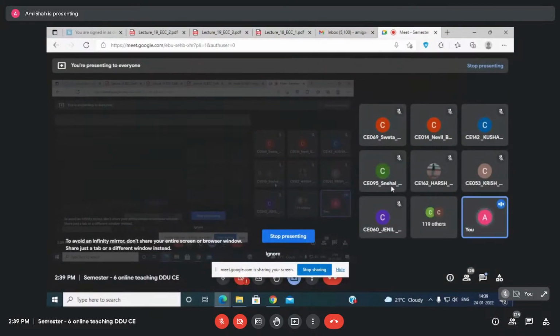Is there any doubt for point generation? Because in your lab session, the same thing you have to implement. That's why I have repeated this again. Is there any doubt?